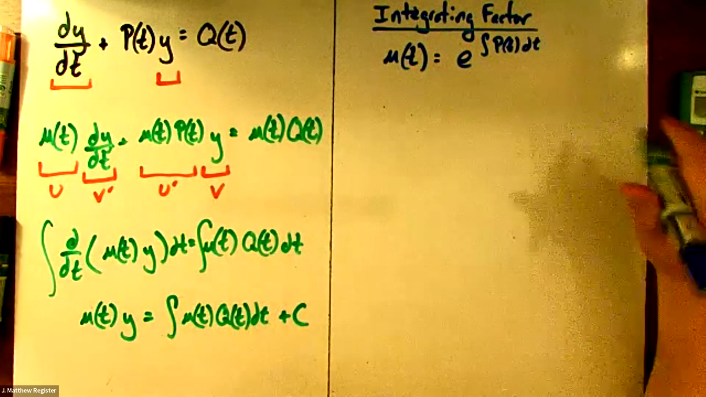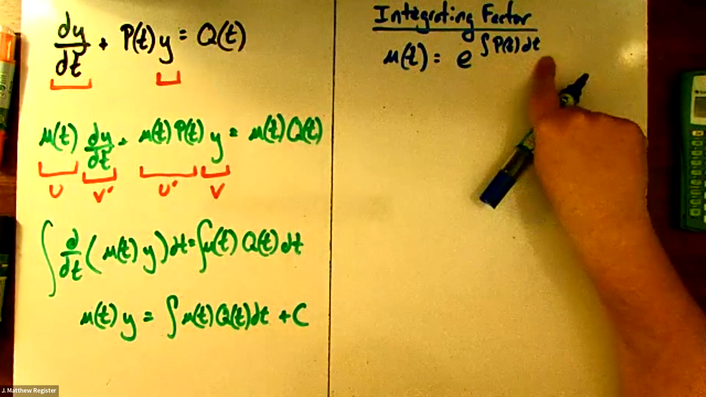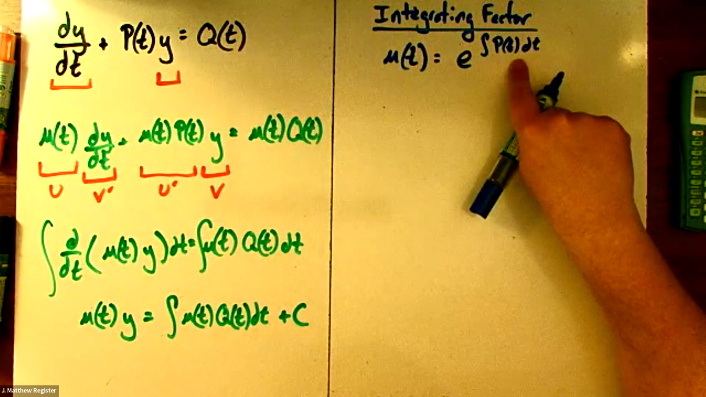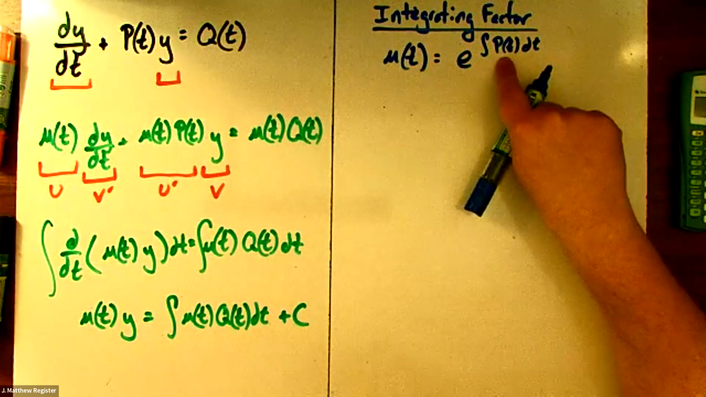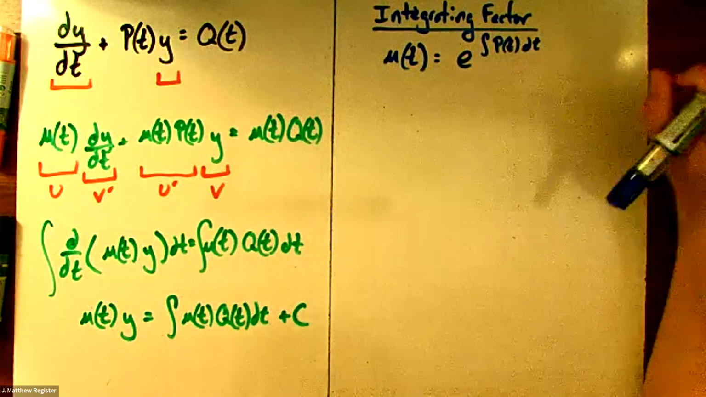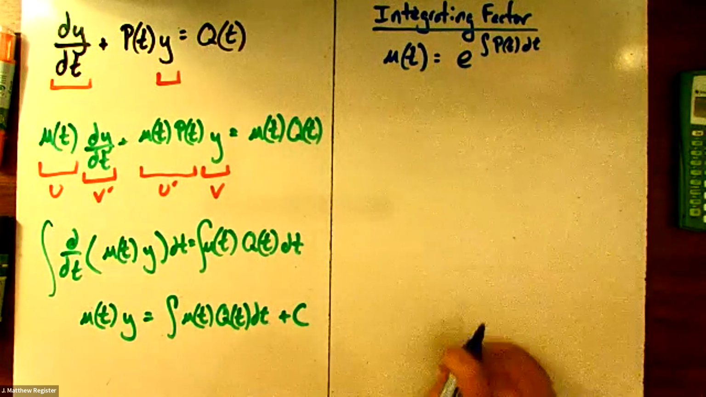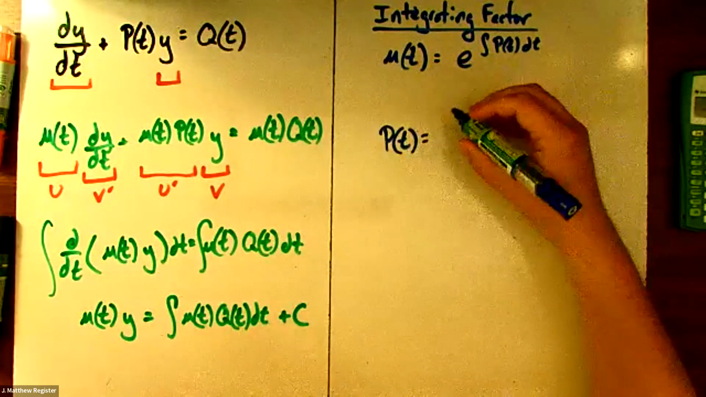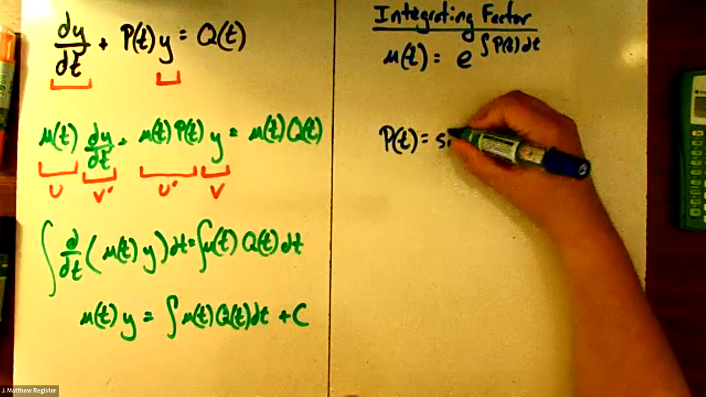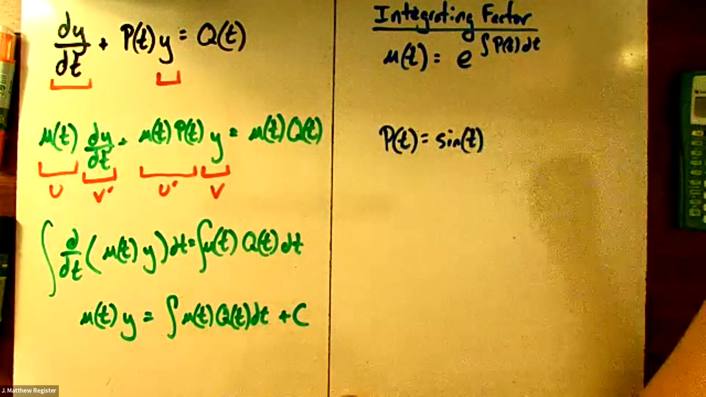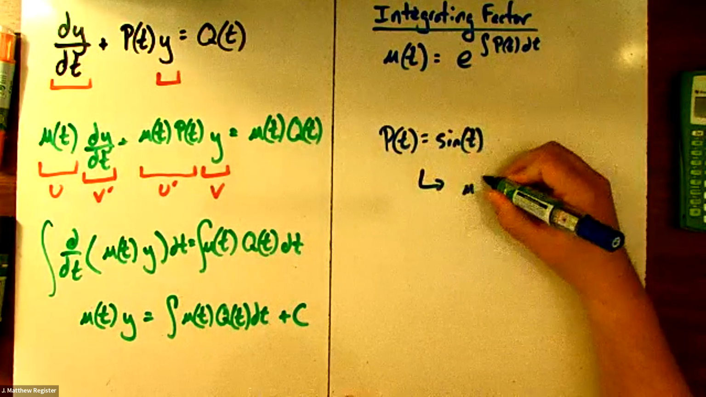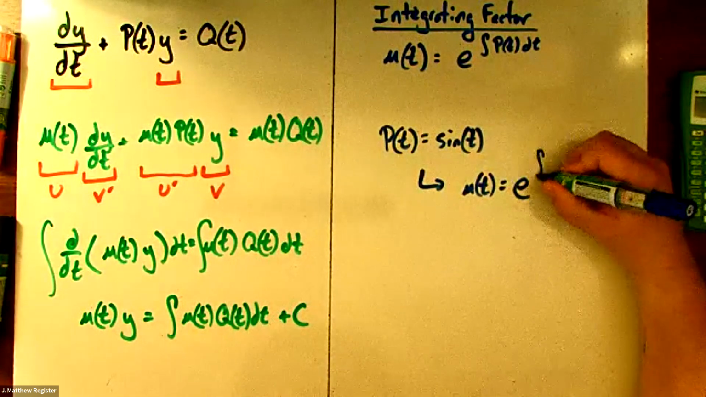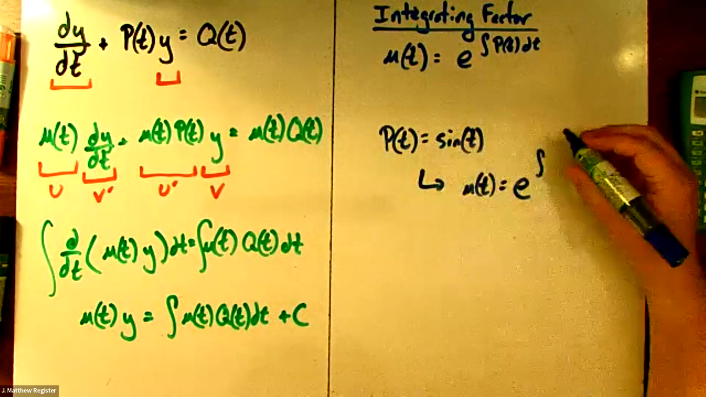Now, it turns out this will work no matter what antiderivative of p of t we use, and so in this case, we can just let the c be equal to 0. We just need to find the antiderivative of p of t and ignore our c values for that. As an example, if p of t were equal to, how about sine of t, then our mu of t would be equal to e to the integral of sine of t.